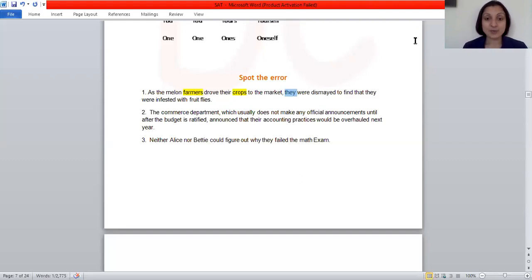Announced. So announced is the correct verb, and that is going back to the Commerce Department. The Commerce Department announced that their accounting practices... Whose accounting practices? Who's there? There is a plural pronoun, so it should go back to a plural noun. So where is that plural noun? I can't find it anywhere. So since there is no plural noun, this "there" is incorrect. This is not the correct pronoun agreement.